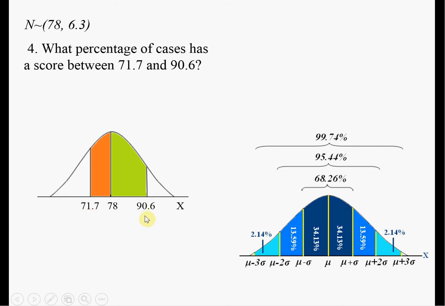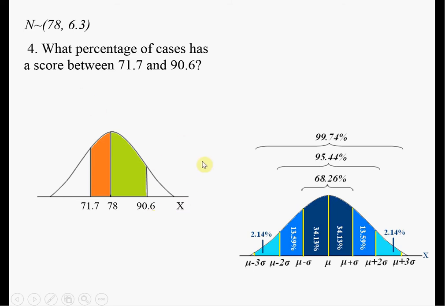But this appears to be an asymmetrical interval. Okay. Because between 78 and 71.7 is a lot shorter than between 78 and 90.6. Okay.